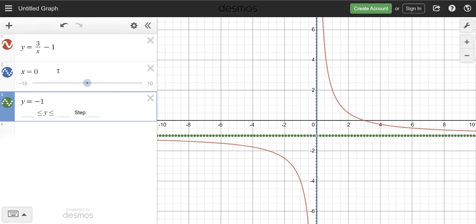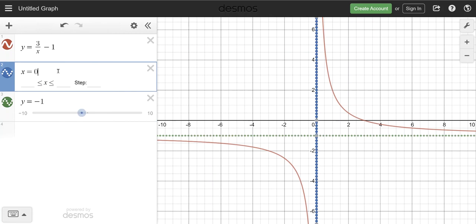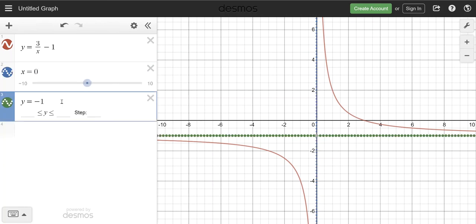And our vertical asymptote is the same as it was in our first example. It's still x equals 0. We haven't done anything different to the denominator to require us to make any alterations. It's still just x equals 0. Okay, so again, x equals 0 is the vertical asymptote. Y equals -1 is the horizontal asymptote. Okay, so back to our whiteboard.